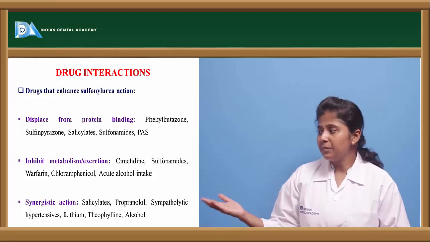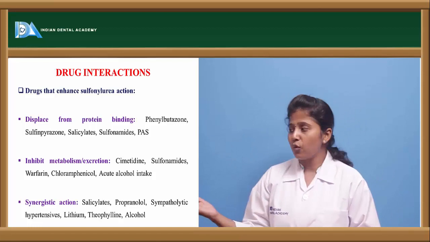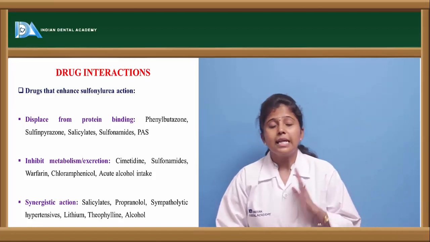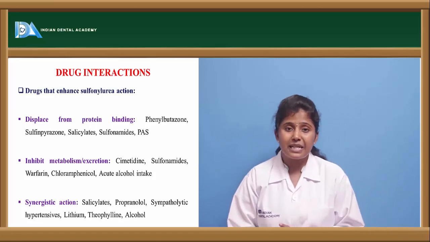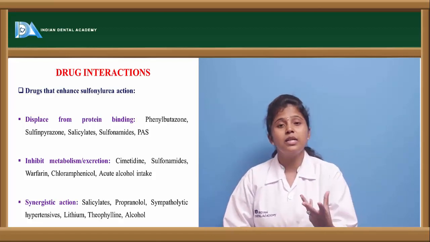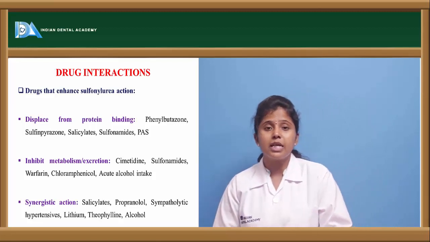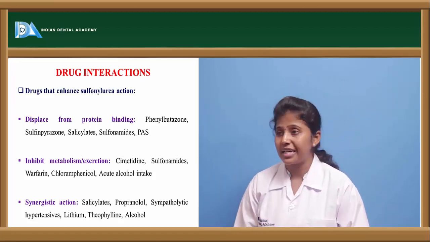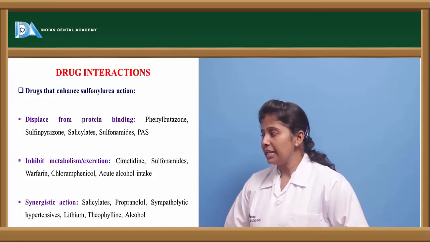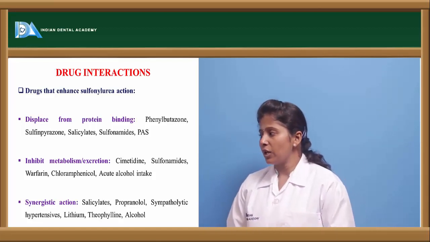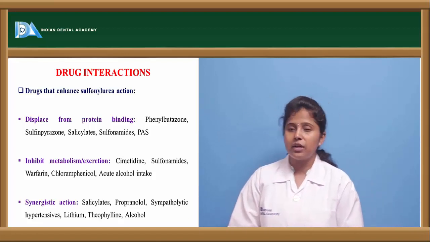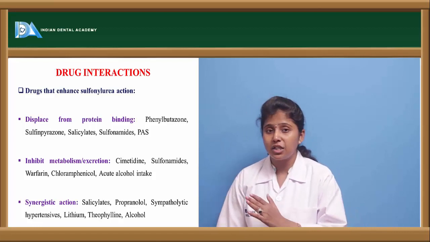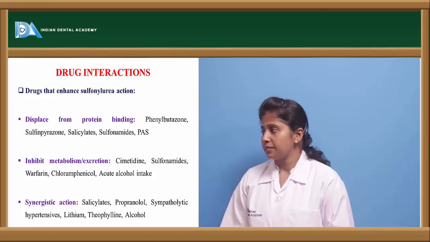Drugs like cimetidine, sulfonamides, warfarin, chloramphenicol, and acute alcohol intake inhibit the metabolism as well as excretion of sulfonylureas. If sulfonylureas are not metabolized, they are available in the systemic circulation and their action is enhanced. Drugs like salicylates, propranolol, sympatholytic antihypertensives, lithium, theophylline, and alcohol show synergistic action with the sulfonylureas.